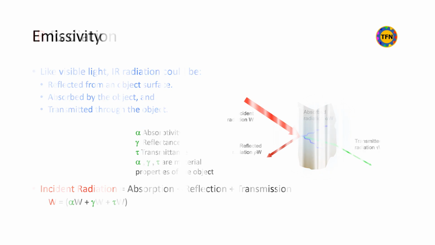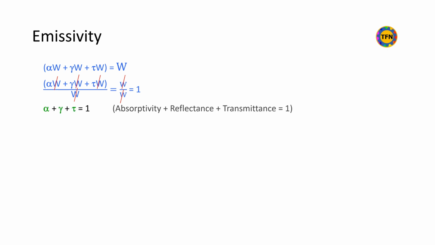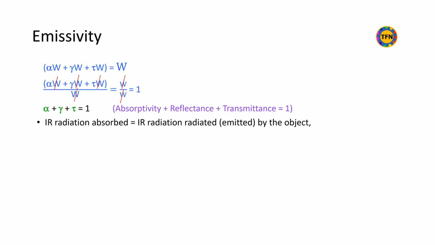From our last equation, W equals alpha W plus gamma W plus tau W. Dividing both sides by W, we get the result alpha plus gamma plus tau equals 1, which means sum of absorptivity, reflectance, and transmittance equals 1. According to Kirchhoff's law of thermal radiation, emissivity equals absorptivity. Emissivity is denoted by Greek letter epsilon. Now we can rewrite the equation: epsilon plus gamma plus tau equals 1.